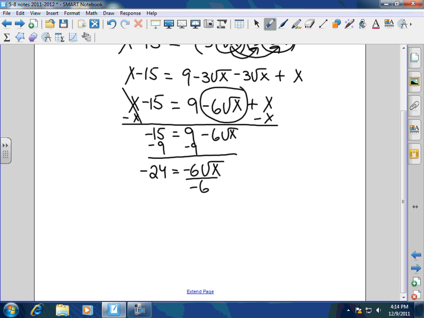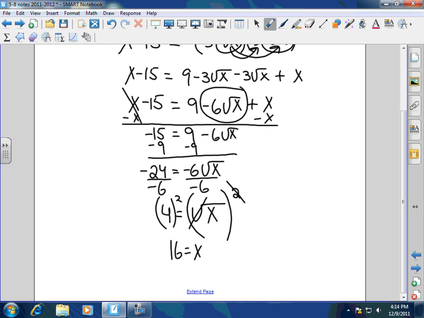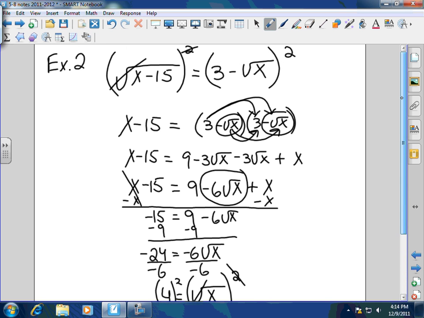Go ahead and divide by negative 6 because we're trying to get that radical's x alone. And we got 4 equals the square root of x. Go ahead and get rid of that radical by squaring both sides. The power of 2 cancels out the radical. 16 equals x.